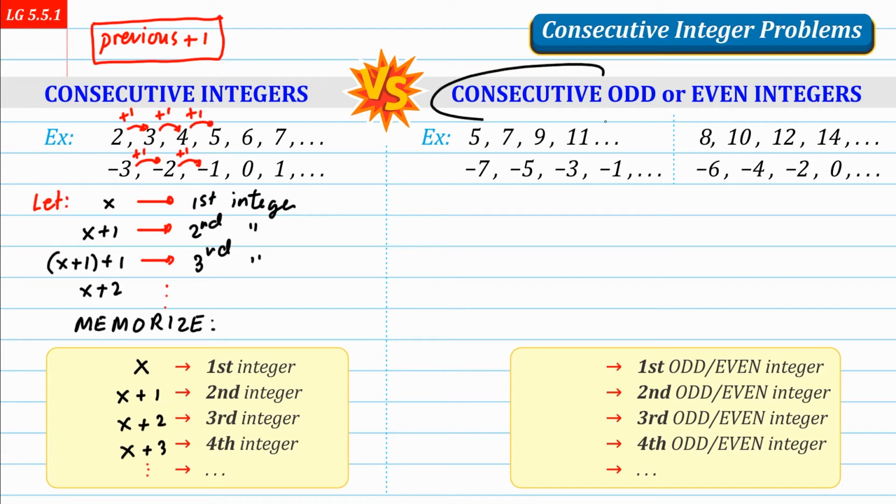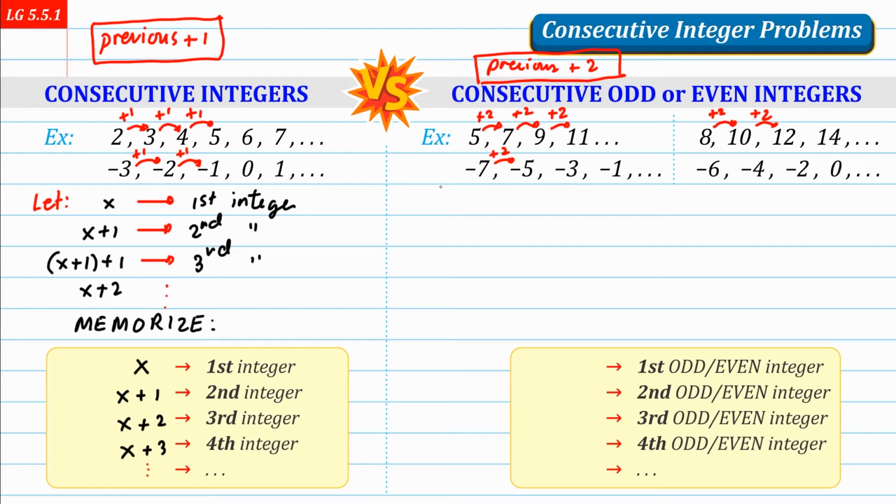O compare sa consecutive odd. Kung consecutive odd, 5, 7, 9, 11, tanong, how do you get the next? Very good. Plus 2 na po. Plus 2, plus 2. Kahit negative, plus 2 yan. E paano kapag even? 8, 10, 12. Anong gagawin mo to get the next? Plus 2 pa rin. Ay, ganun pala yun. Whether odd or even, ang technique dito plus 1, dito po, it's previous plus 2. That's the technique.